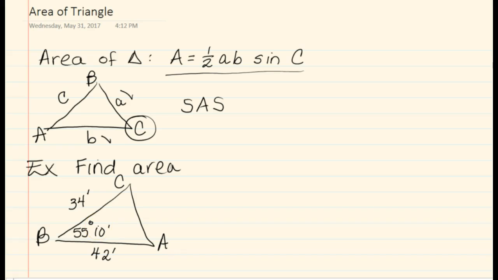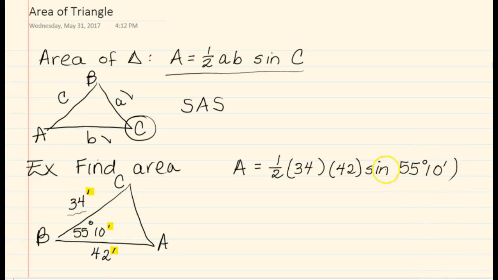I wanted to do this problem on purpose so that you can see that if we take a look at these apostrophes or whatever you want to call them, they mean different things. In this part right here, it means feet, whereas when we're talking about the angle, it means minutes. So in order to find our area, and notice my letters are a little bit different, but that's okay, it's going to be 1/2 one of the sides times the other side times the sine of the angle that's in between them. So in this case, 55 degrees and 10 minutes.